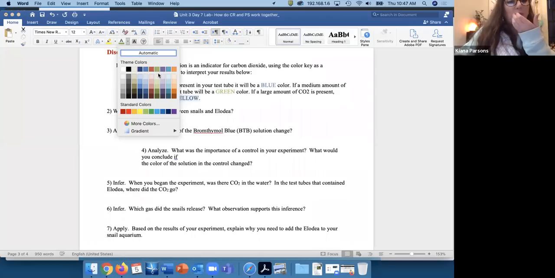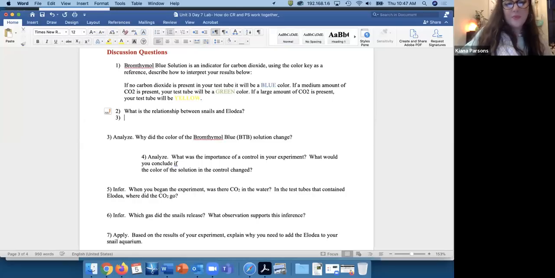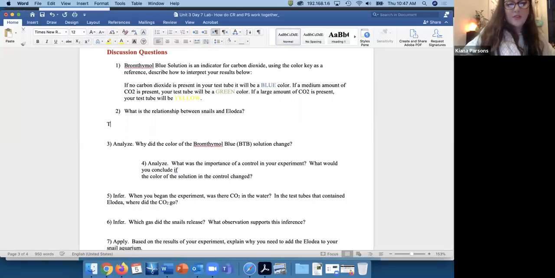What is the relationship between snails and elodea? The snails produce carbon dioxide as a waste byproduct.